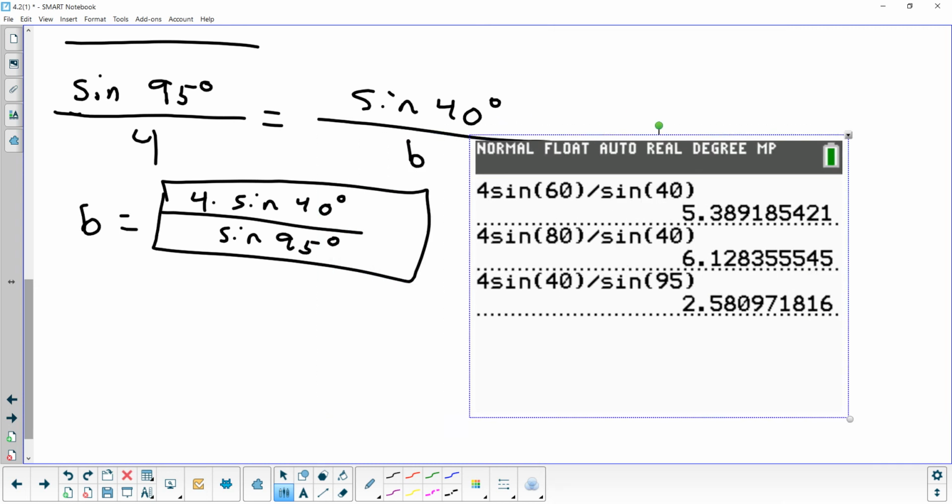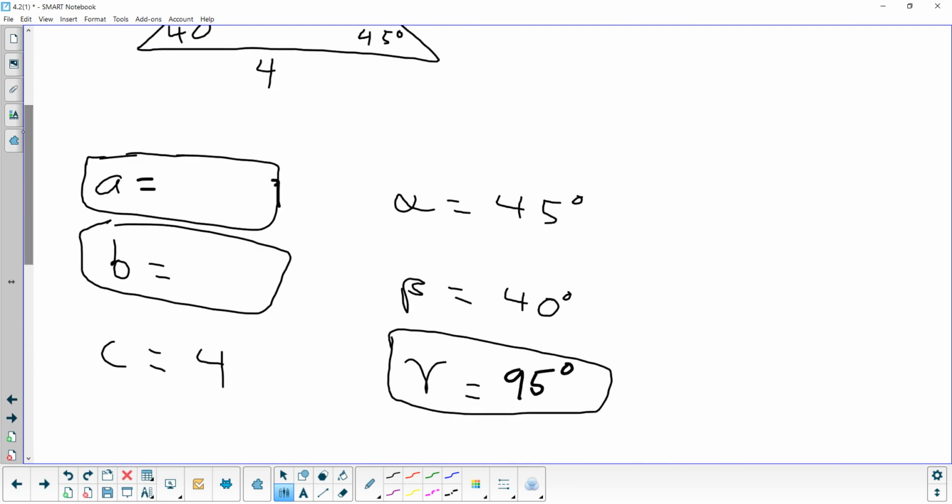That comes out to 2.58. Now you need to round that up. That's 2.581 because that next digit's a 9. Right? 2.581. And that is B.